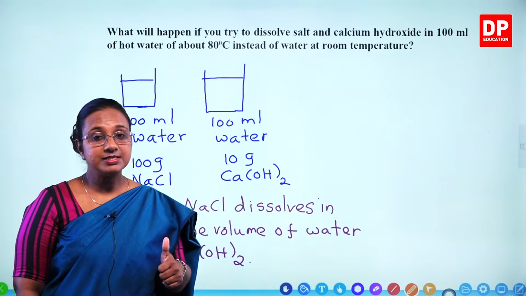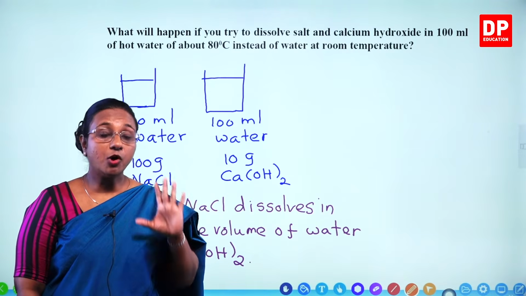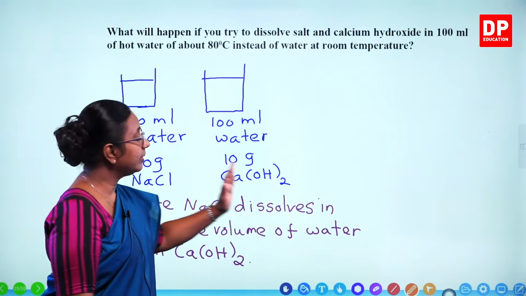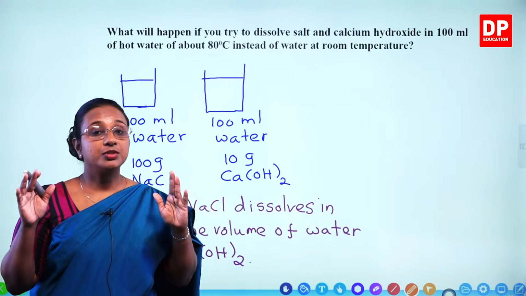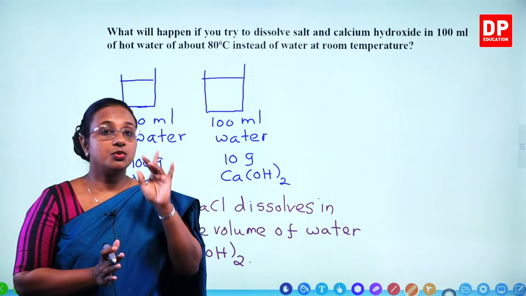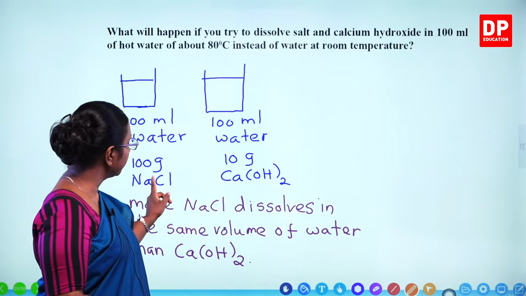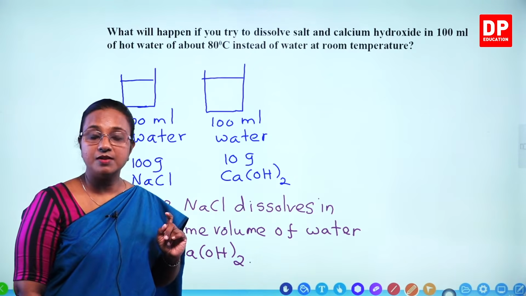The solvent is the same, the solutes are different, the volume of the solvent is the same, and we did the activity simultaneously during the same time. So, the temperature is also the same. So, only difference is the solute, and sodium chloride dissolves more, calcium hydroxide dissolves less.